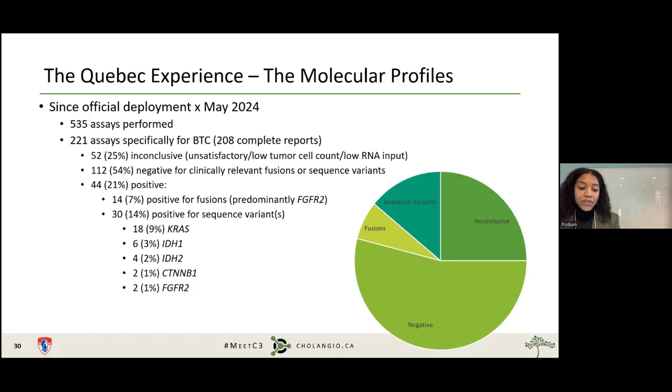Another half of the patients we've tested so far did not provide any clinically relevant fusion or variant. And then there's another 21% who did get positive alterations. 7% of all the patients we've tested had a fusion, the vast majority of which was FGFR2. And then 14% of these were sequence variants, vast majority being KRAS, and then IDH1 and IDH2 following KRAS.